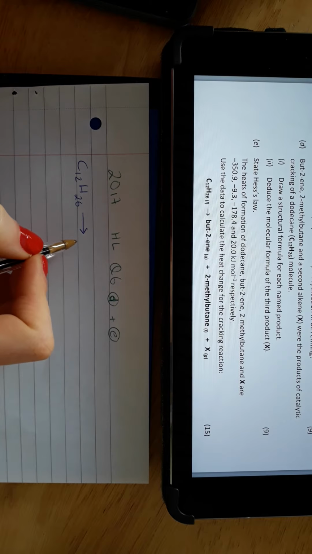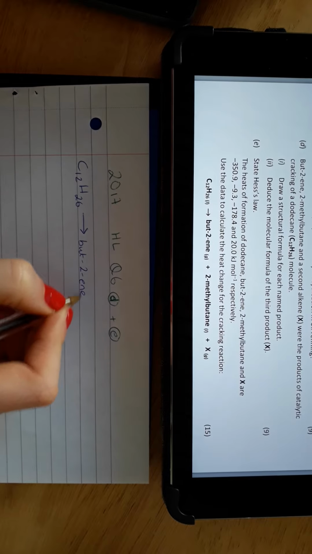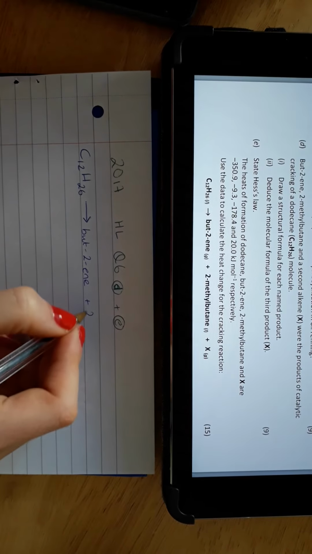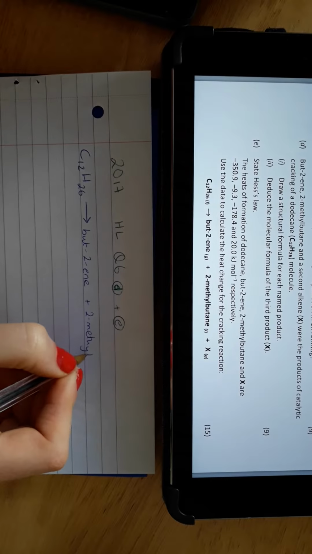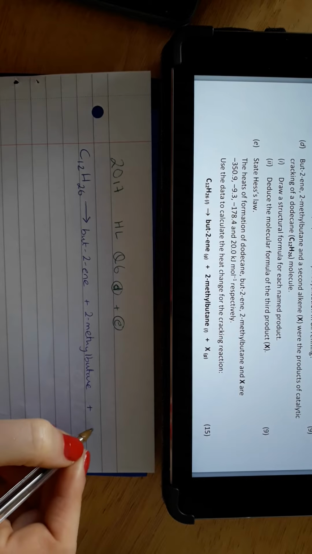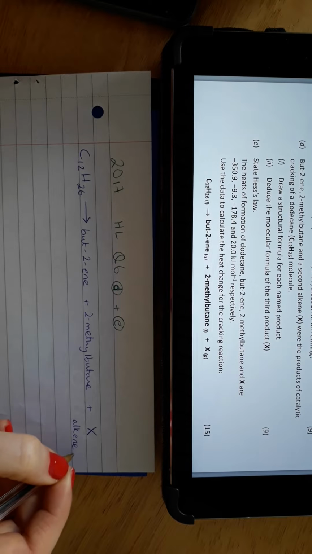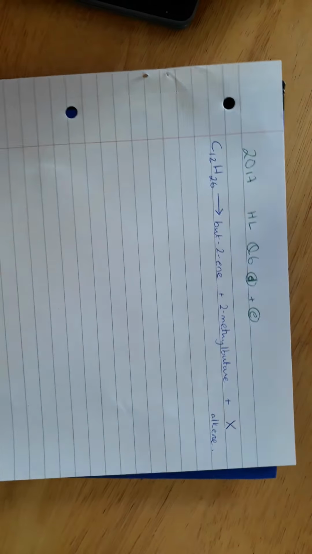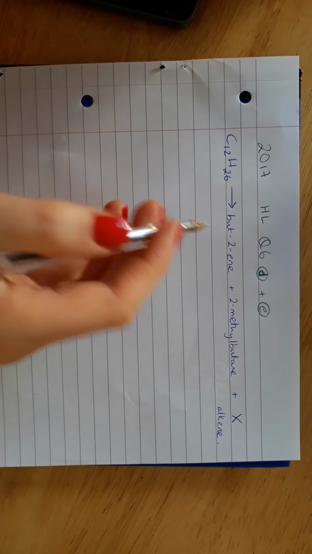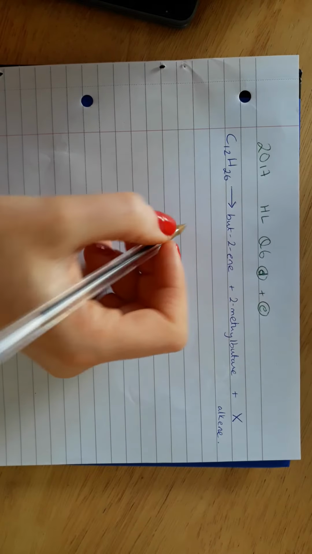It is cracked, and when it is cracked, you end up with but-2-ene. You end up with 2-methylbutane, and you end up with X, which we know is an alkene. We don't know which one. Okay, so I'm going to attempt to figure out what these molecules are. If you're not sure, you could just draw them out in order to get the molecular formula.